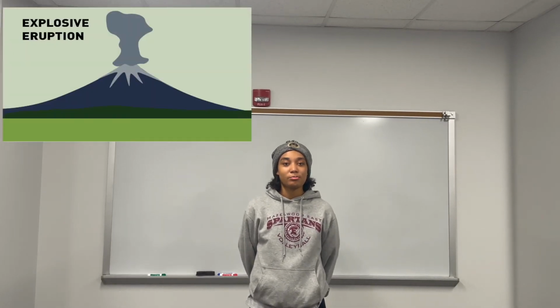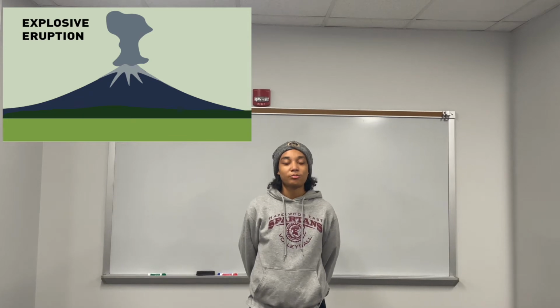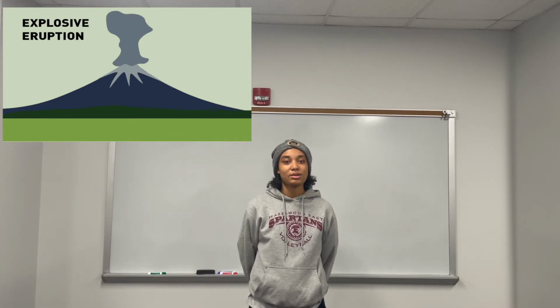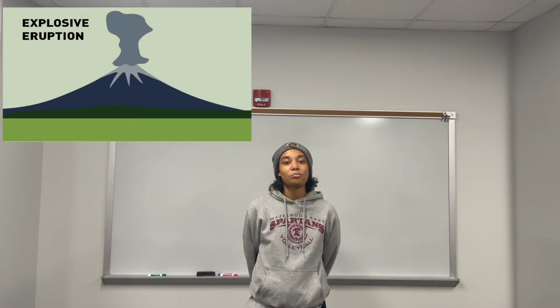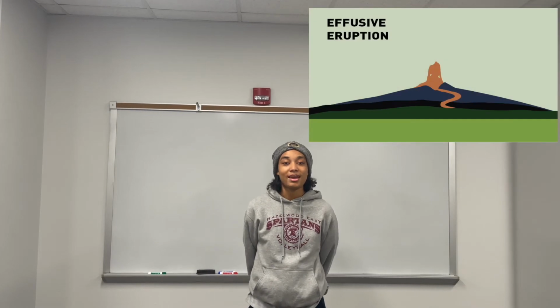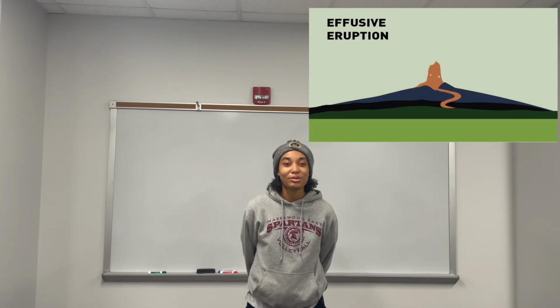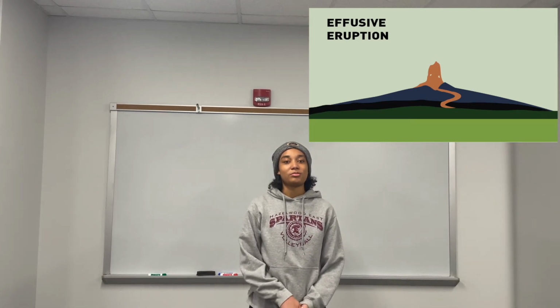An explosive eruption occurs when the gas in a volcano is trapped under molten rock, which causes a lot of pressure to build. Eventually, the magma explodes out of the volcano and becomes lava, which is just another word for magma once it exits the volcano. Effusive eruption occurs when gas and magma can freely flow out of a volcano. Effusive eruptions are more common than explosive eruptions.